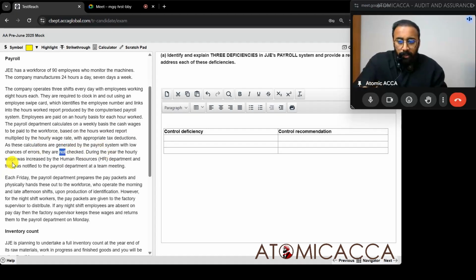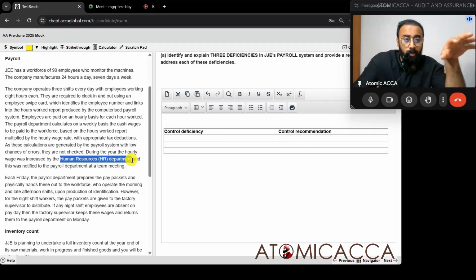During the year, the hourly wage was increased by the human resource department, and this was notified to the payroll department at a team meeting. This is also a problem because HR can't directly be involved in increasing the pay rate. Maybe they can give suggestions to the board, stating that this is the hourly wage rate generally being provided in the market, or that market rates are increasing, so should we also increase? They can give advice on how much the increase should be, but they can't increase it directly until the payroll management, the finance management, or the board of directors as a whole is involved.